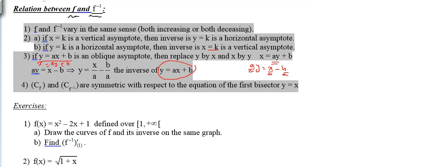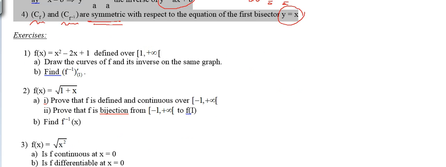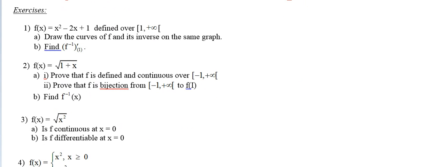Fourth thing, this is very important: the curve of f, and we are going to see them now in some exercise, and the curve of f inverse are symmetric with respect to the first bisector, y equal x. This is the symmetry. This is the inverse, right? Let's start the first exercise.